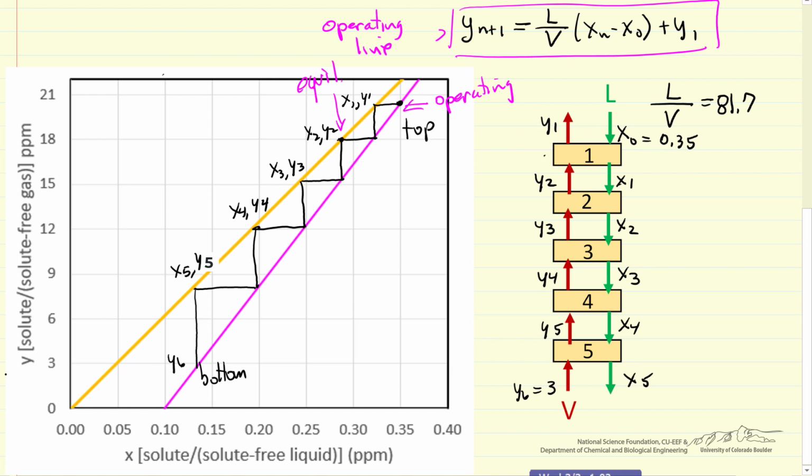And of course, I picked numbers to make this come out nicely, but this says that x5, what's leaving now, is about 0.13. So we decreased solute from 0.35 to 0.13. It's the idea of a stripping column using a gas to remove some solute from a liquid phase.